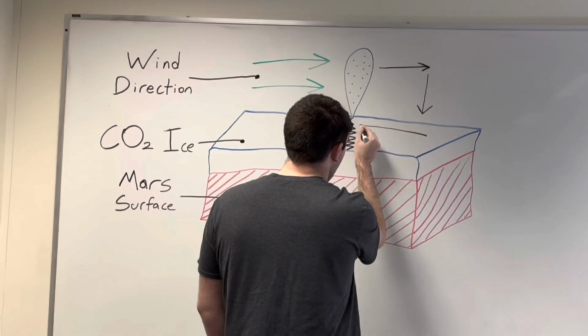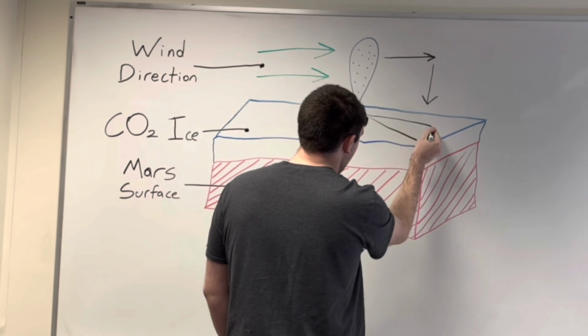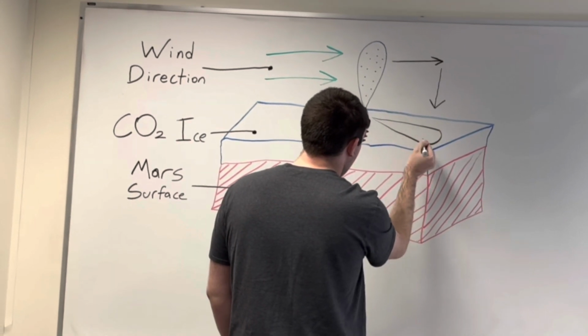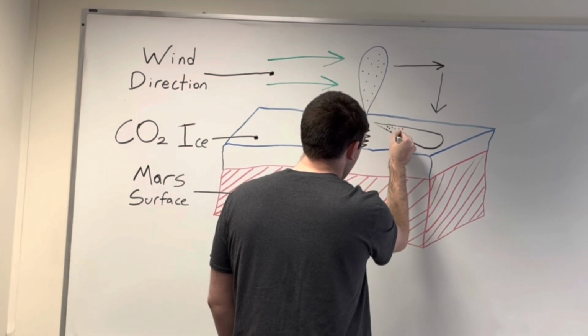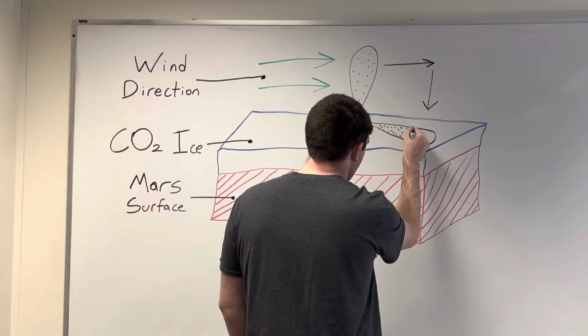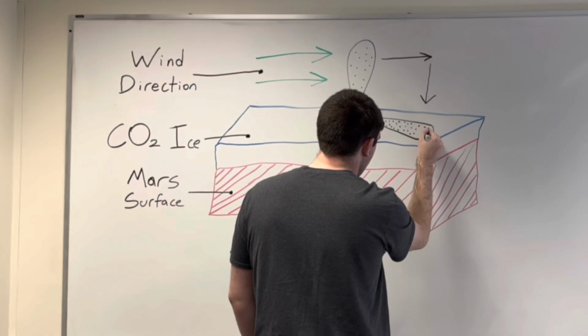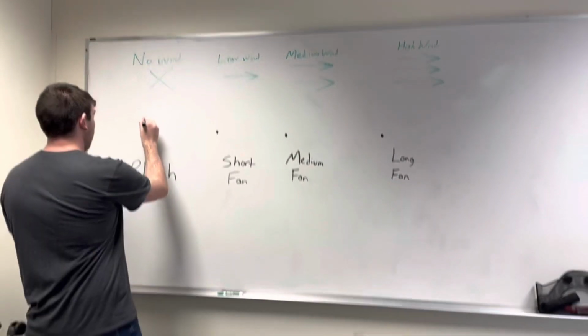In this drawing, you can see that the wind is blowing to the right. This wind blows the particles to the right and creates a fan on the surface of the carbon dioxide slab. Since this is the case, scientists can use these fans to determine the wind direction on Mars.